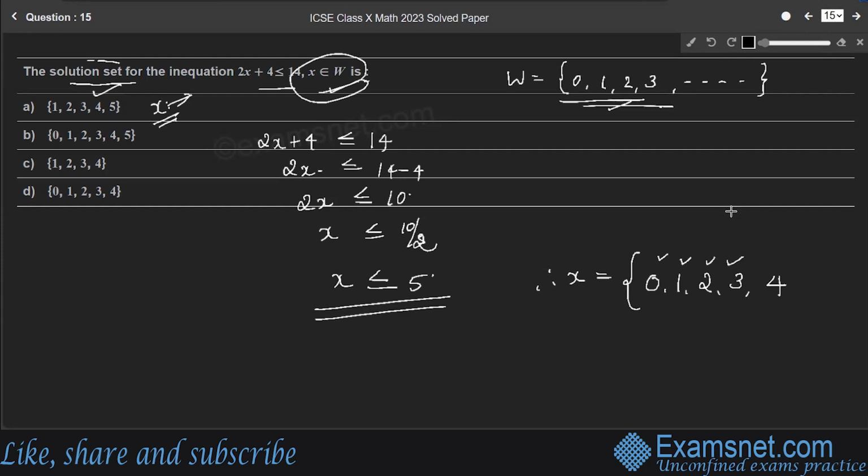Since x is less than or equal to 5, we need to include 5 also. Therefore, the solution set for the inequation is the set of x: 0, 1, 2, 3, 4, 5. So look at the options: 0, 1, 2, 3, 4, 5. Option B is the right answer.